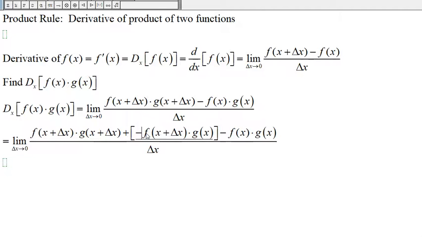Negative, same thing but negative. So we added f of x plus delta x times g of x, and then we subtract f of x plus delta x times g of x. And so basically we're adding 0 to the numerator. And so that means we haven't changed anything.